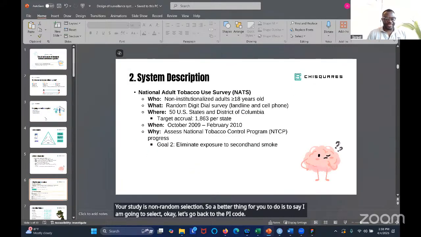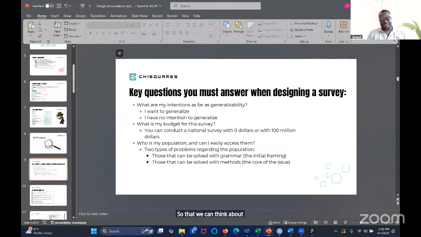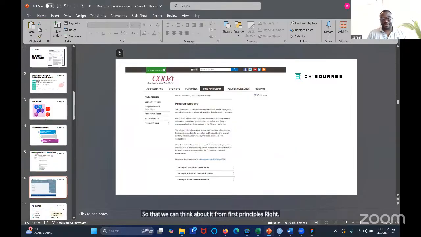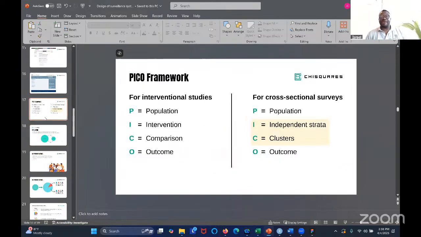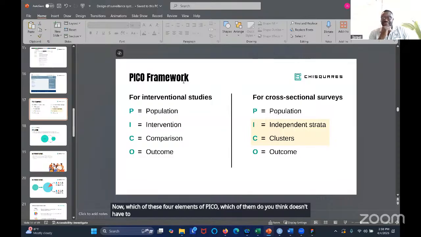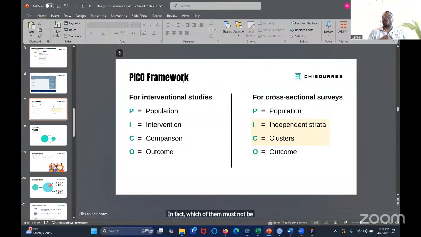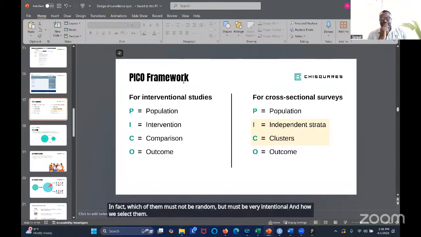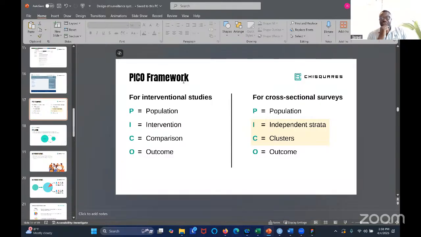so that we can think about it from first principles, right? Now, which of these 4 elements of PICO, which of them do you think doesn't have to be random? In fact, which of them must not be random, but must be very intentional in how we select them? Which one do you think? I think it's basically the population. Exactly. Population cannot be random.